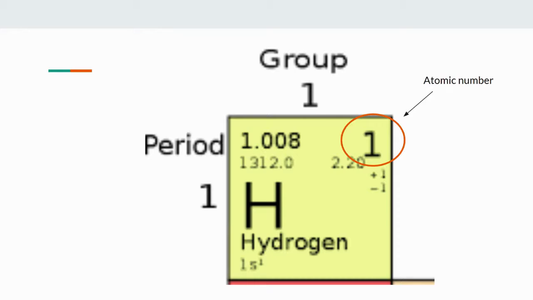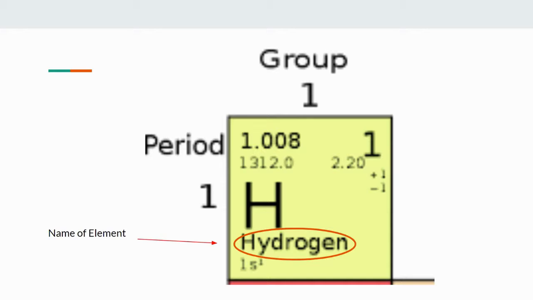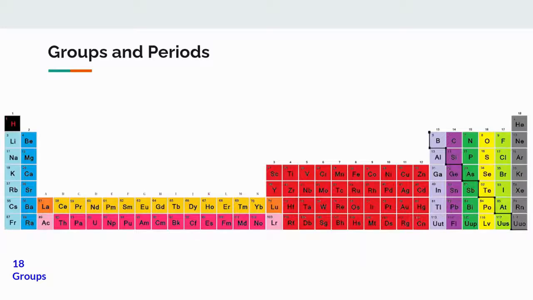Next, let's talk about the atomic number. Atomic number is the number or order in which the element is listed. So hydrogen is 1, helium is 2, and so on and so forth. This is the general atomic weight, the weight in which the atom is most stable. In this case, for hydrogen, it's 1.008. This is the name of the element, hydrogen, in this case. It could be helium, strontium, ytterbium, francium, or so many others. But in this particular case, it's hydrogen.